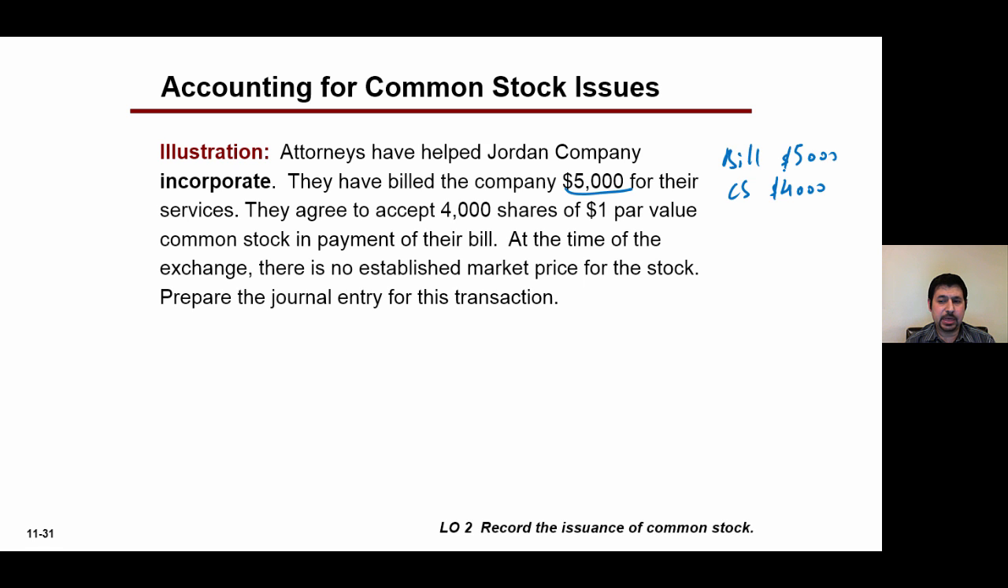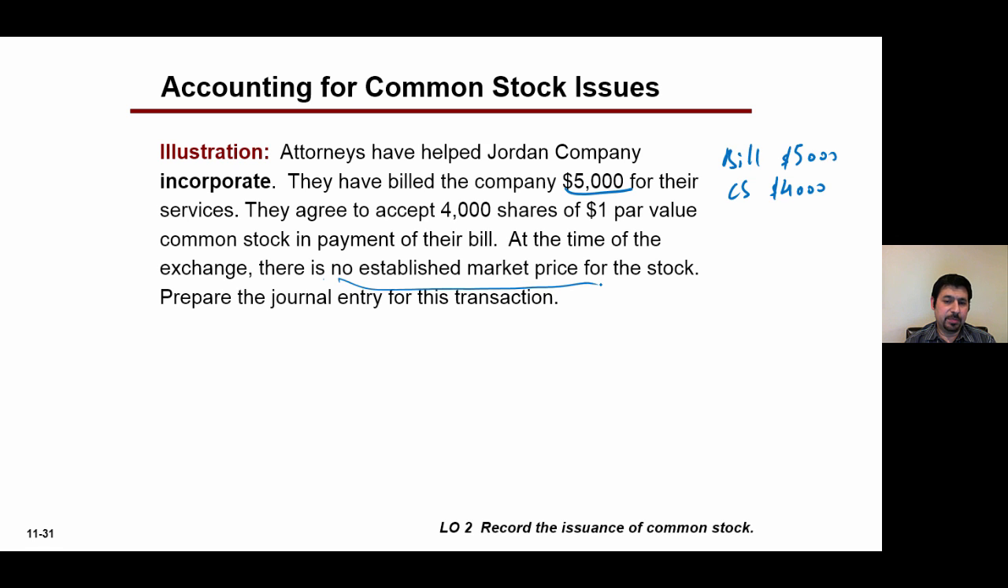Which one are we going to record as organizational expense? At this point, the stock is not traded, so at the time, there is no established market price. Which is to mean the stock is not being traded actively, and as a result, we don't know the fair market value of the stock. We know the par value of the stock.